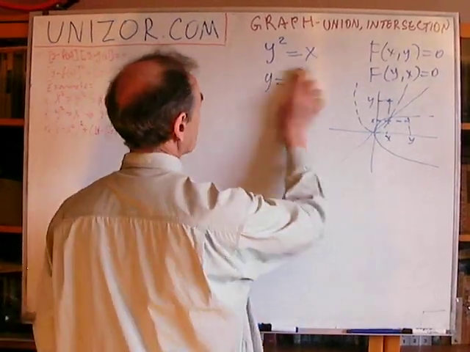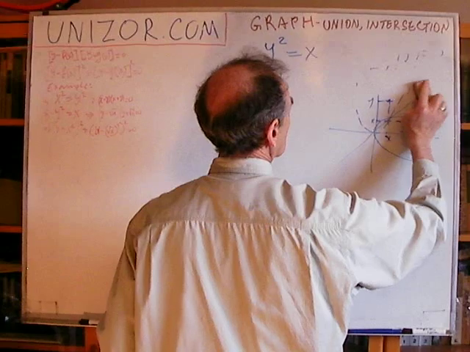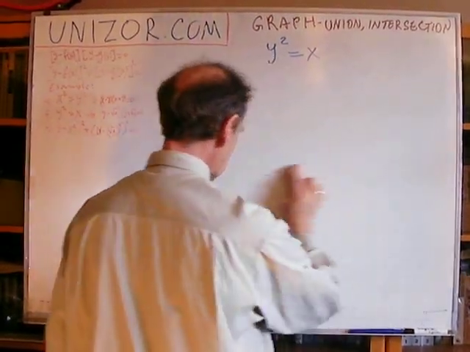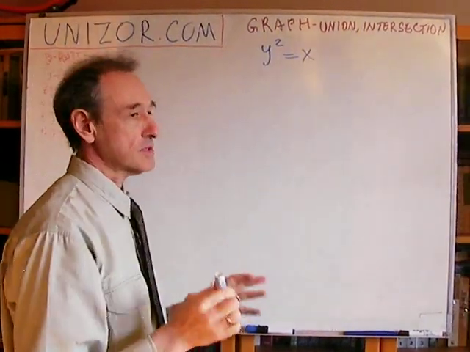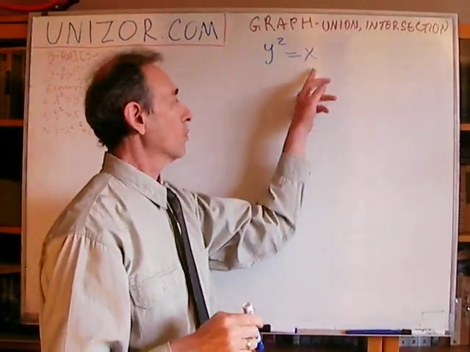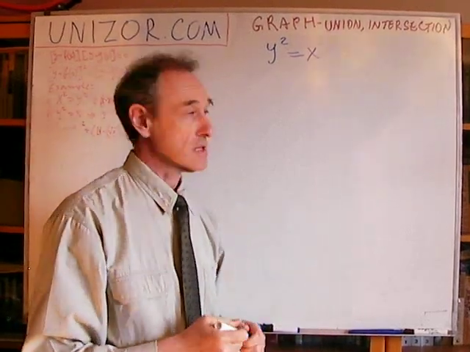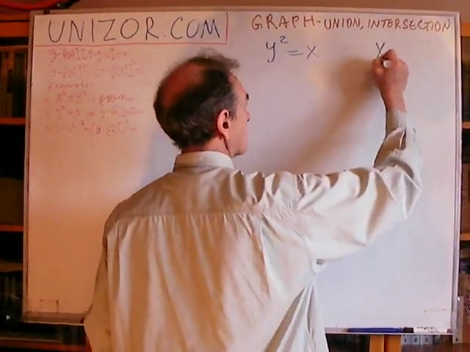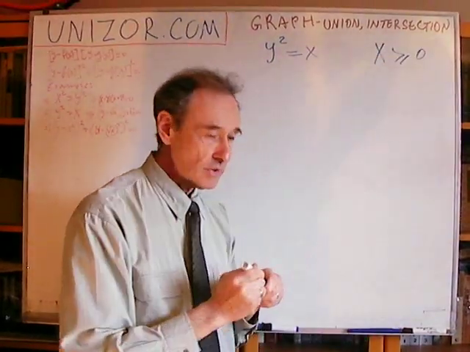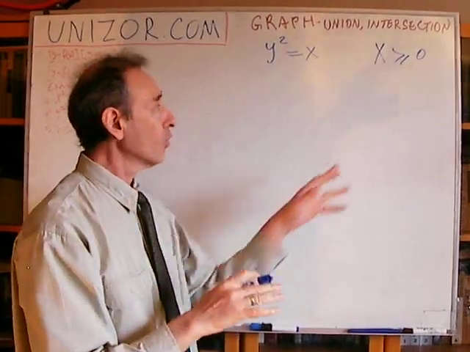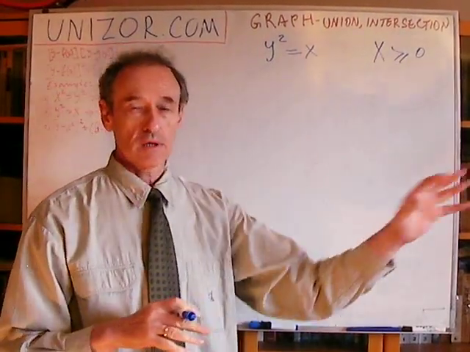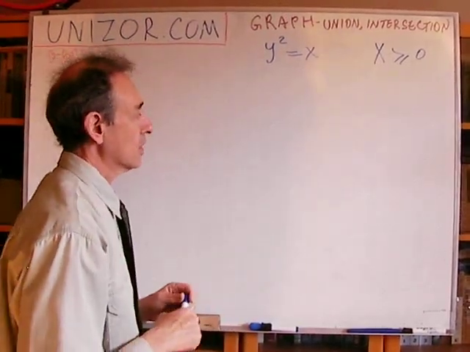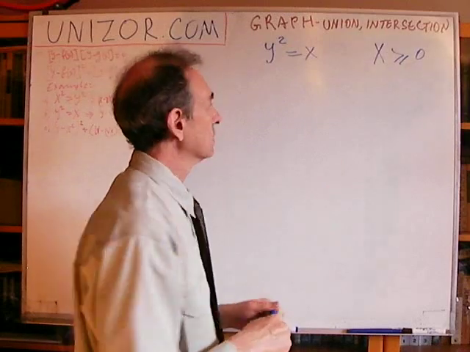The way I would like to approach this particular graph is not using this symmetrical consideration, but something slightly different. First of all, let's consider what's the allowed value for x. Since x is equal to y squared, and y squared is non-negative, it means x is non-negative. So the graph should be concentrated only for values of x greater or equal to zero. Nothing on the left from zero is defined. Okay, we still have to define what's on the right.